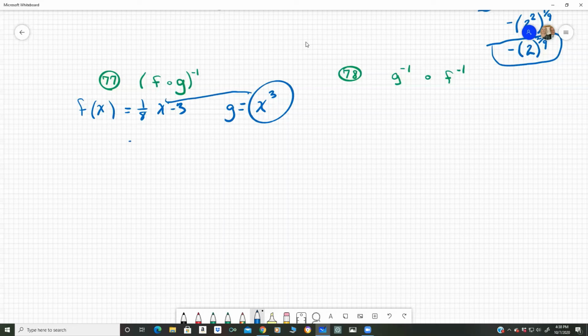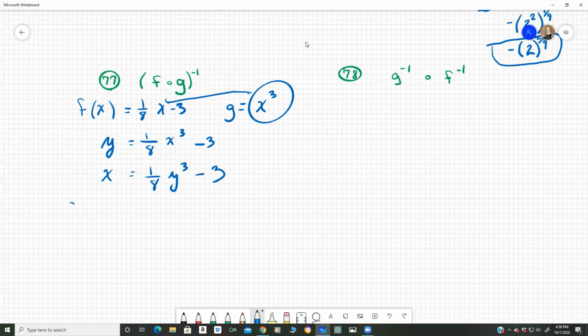So what do we get? We get 1/8 x to the third minus 3. Now let's just go ahead and put a y here, because the thing that we now need to deal with, we found f of g, it's this, but we want to find the inverse of the function. So what do we do to find the inverse? We have to switch the x and the y. And then we are going to solve for y.